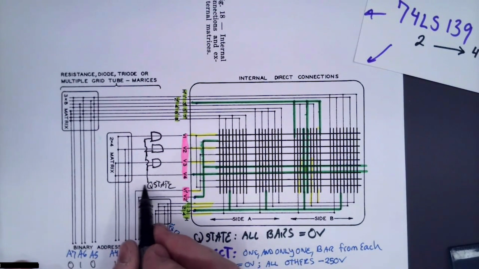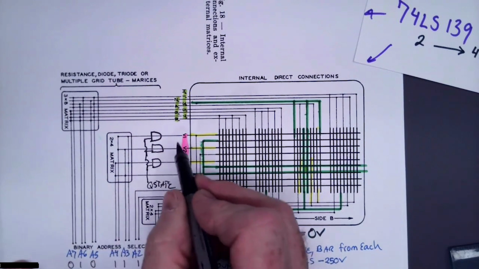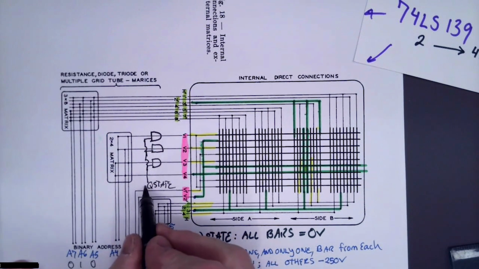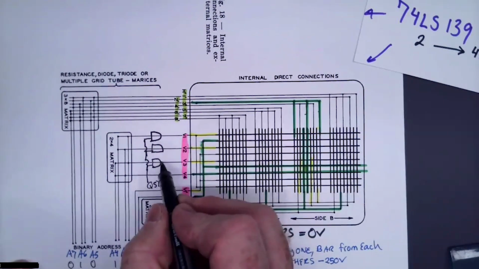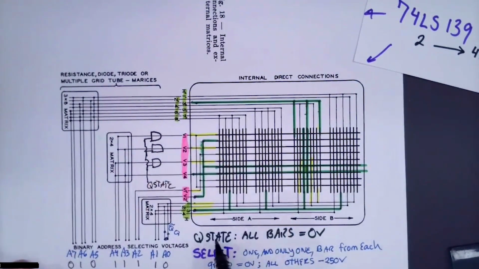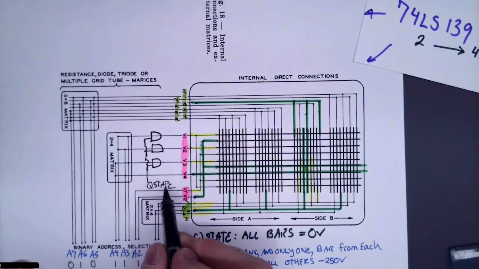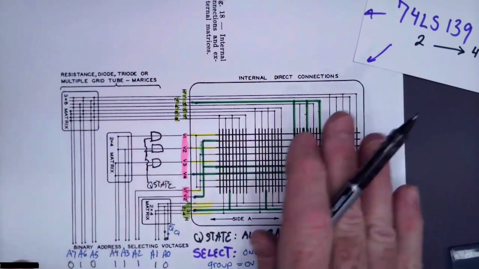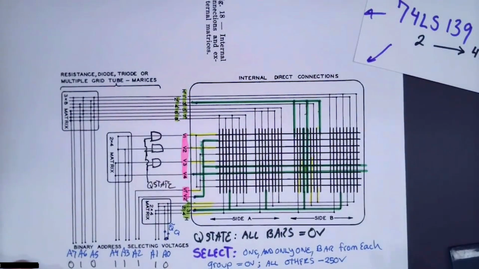So if this line is low, everything else is going to be at 0 volts. It doesn't matter what my selected decoded thing is. If the quiescent state line here is 0, my outputs are all going to be 0. On the other hand, if I make Q state 1 or a high, then that would allow the decoded address to come through, and we've got our selected bits.